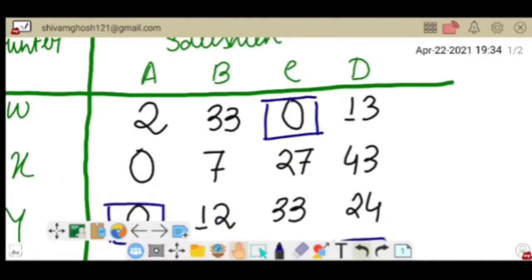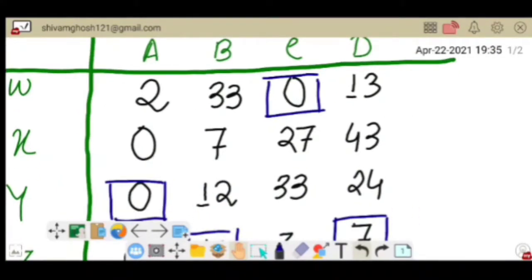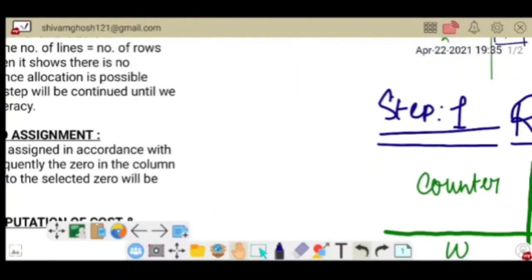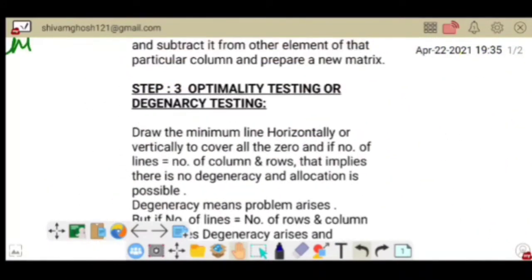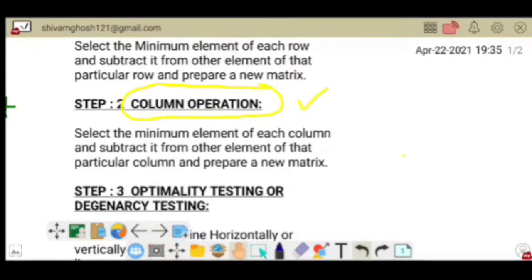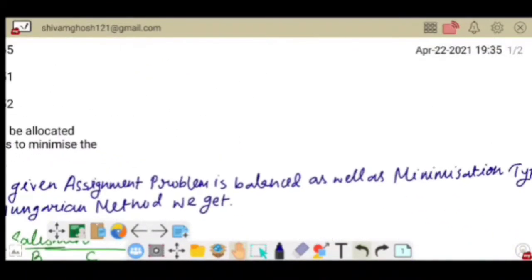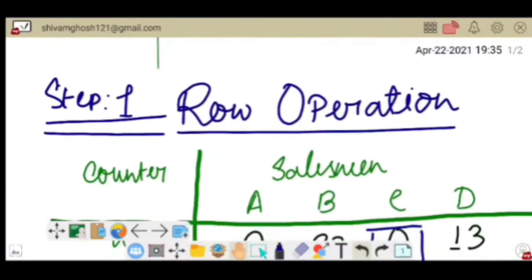So we have to select the minimum element. Let's read the rules again: select the minimum element of each column and subtract it from the other elements of that particular column, and prepare a new matrix. The selection of minimum element is already done, so now we subtract it from the other elements.